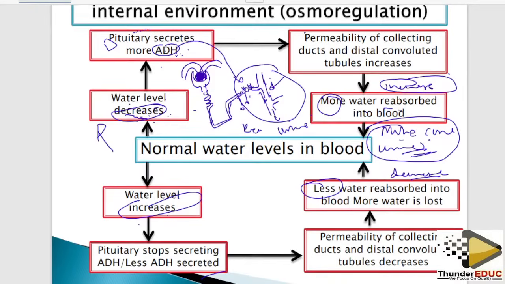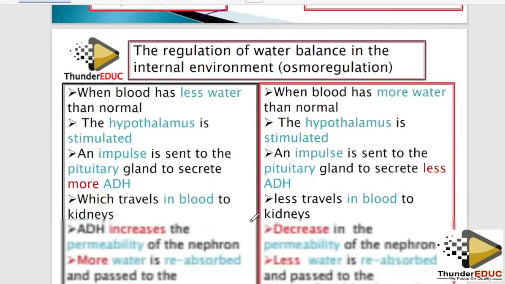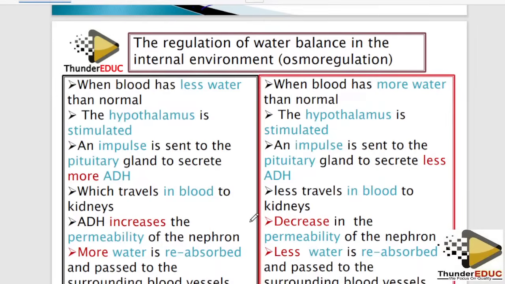So basically, when there is too much water, the last statement must be decrease. The pituitary gland will stop or produce less ADH. The permeability of the collecting duct and the distal convoluted tubule will decrease, and then less water is going to be reabsorbed back to blood, meaning that more is going to be lost as urine. Guys, am I clear? Are you getting it?